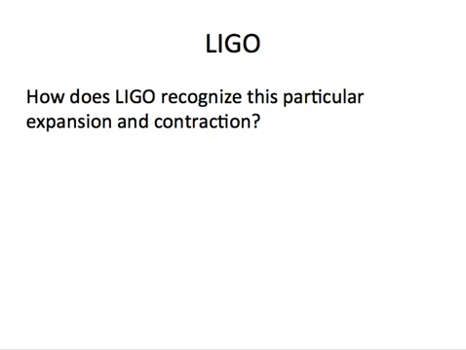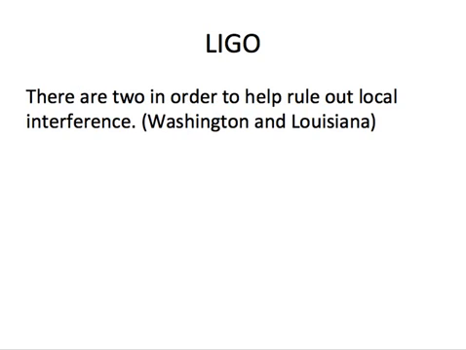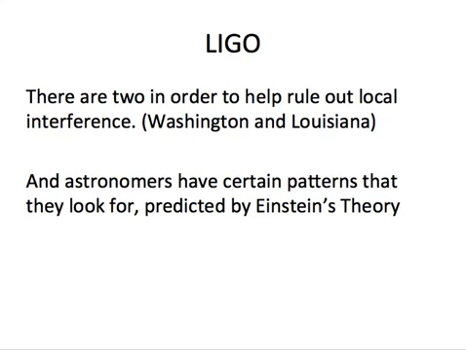Okay, so how does LIGO recognize these particular waves as opposed to a truck passing on the freeway? Well, for one thing, there are 2 of these observatories in order to help rule out local interference. One's in Louisiana and the other's in Washington. So if they both detect the same event, that means it's a cosmic event. It's not just a local truck going by on the highway.